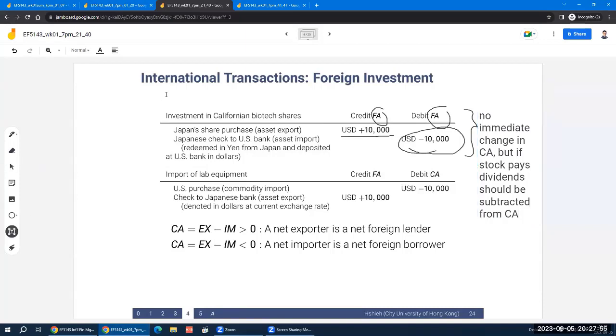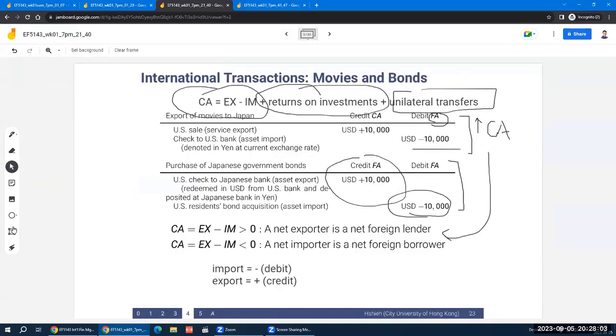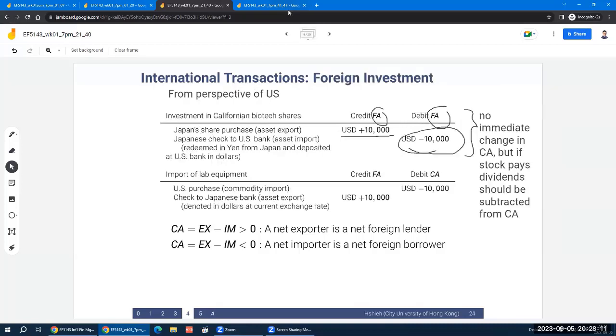Right? So this is from the perspective of the U.S. So again, that might be confusing. So let me write it here from perspective of U.S. So here's from perspective of U.S. This is also from perspective of U.S. Okay.